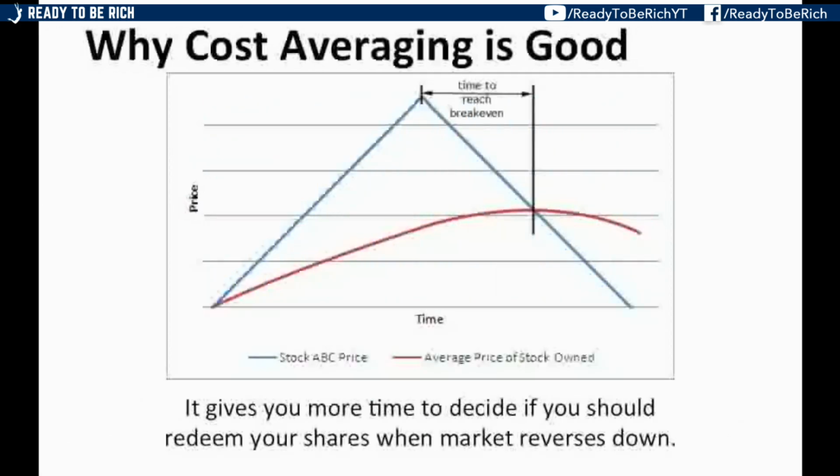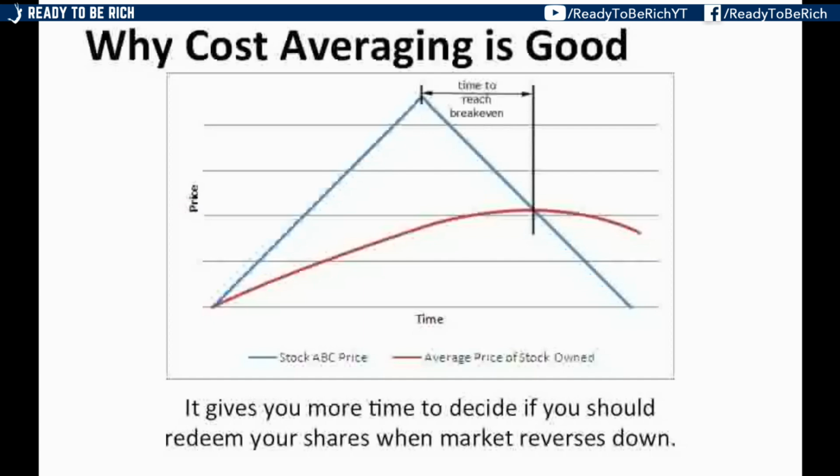Another reason why it is good, for example, a particular stock is going up, and then it suddenly went down, you will actually have more time to think about if you should already sell. No? So it gives you more time to decide if you should redeem your shares when the market reverses down. Okay? So the time to reach break-even is medyo matagal. More often than not, mga premium growth stocks, they do experience correction. Bababa talaga siya at one point because yung mga nag-invest dati, tsaka yung mga traders, they will start taking their profits and they will start selling their shares. Kaya magkakaroon yan ng decline.